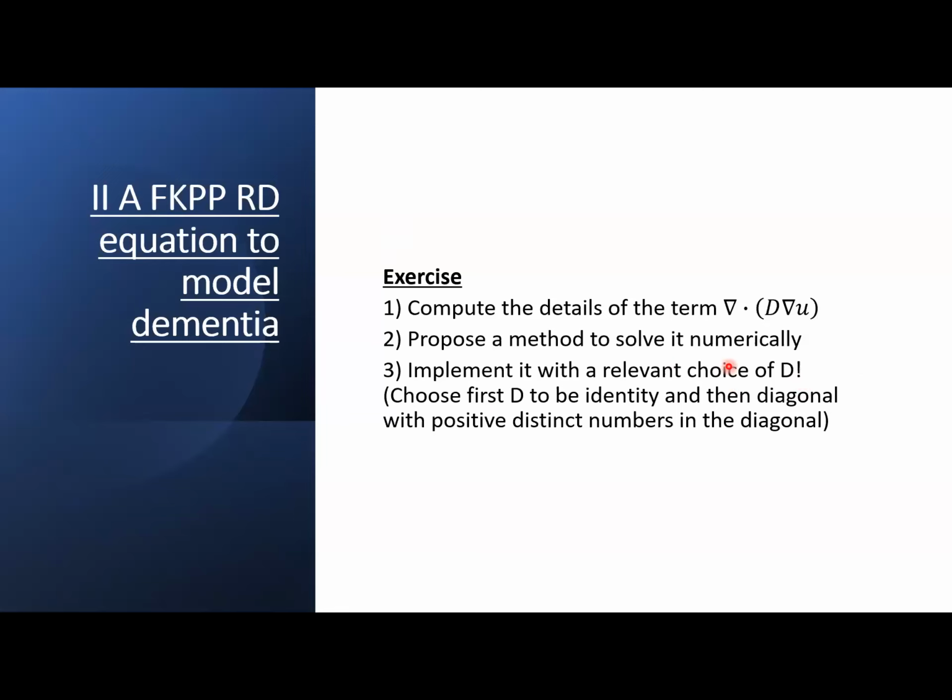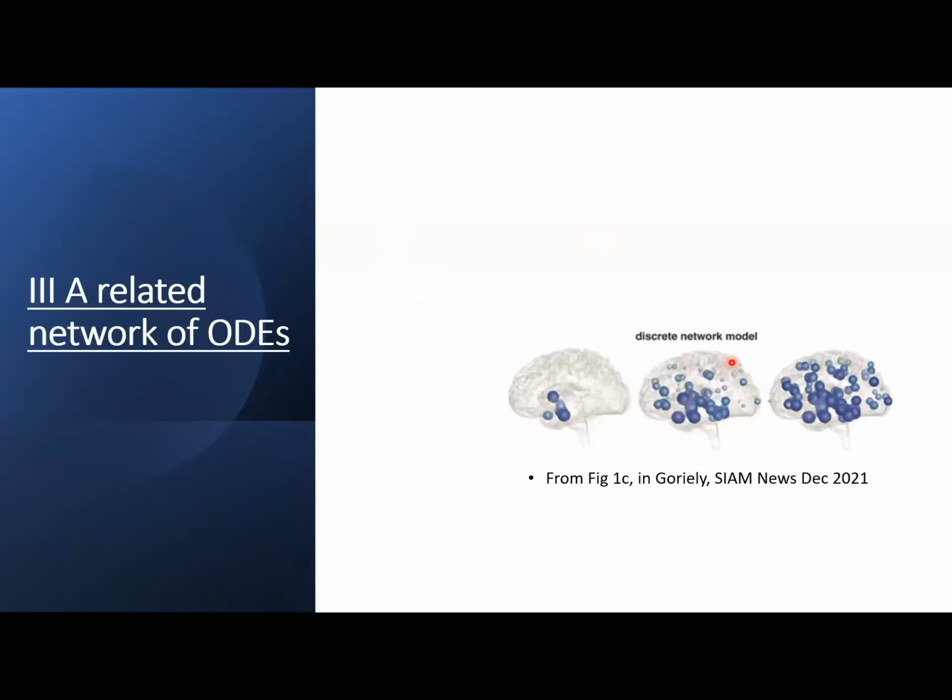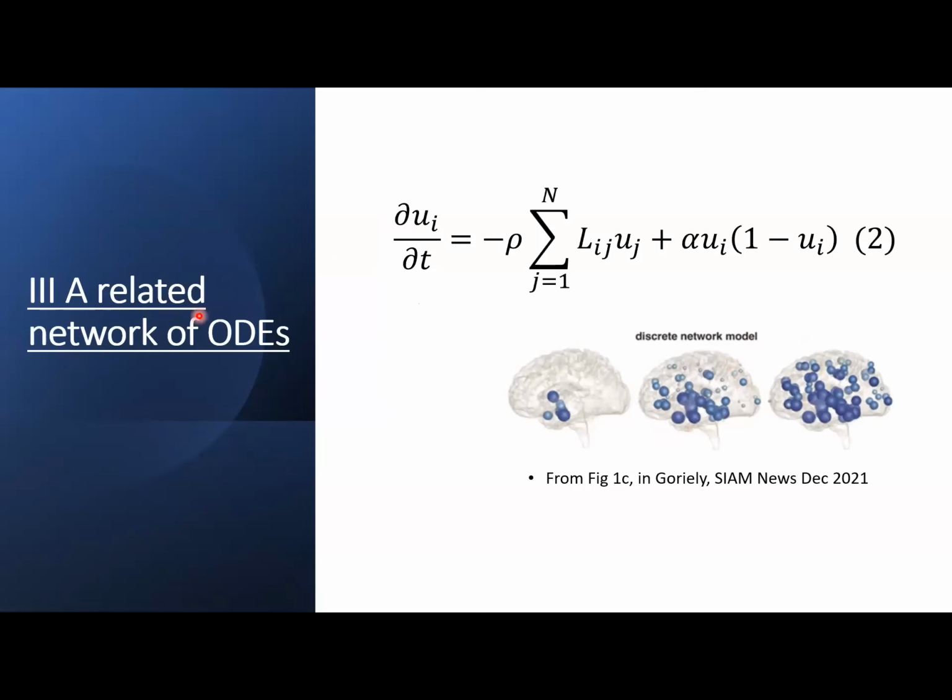All right, so next. Instead of considering a PDE, you can also consider a network of ODEs. So at each site, you consider some value of the concentration at some point in the brain. This point is referred to by the index i. So you have several of them, and then you compute the concentration of the protein with this equation too, right?